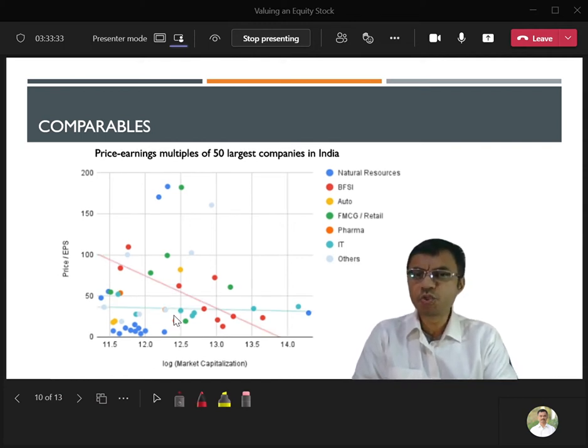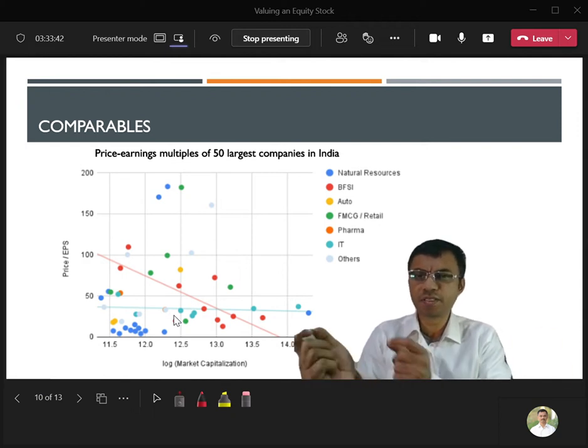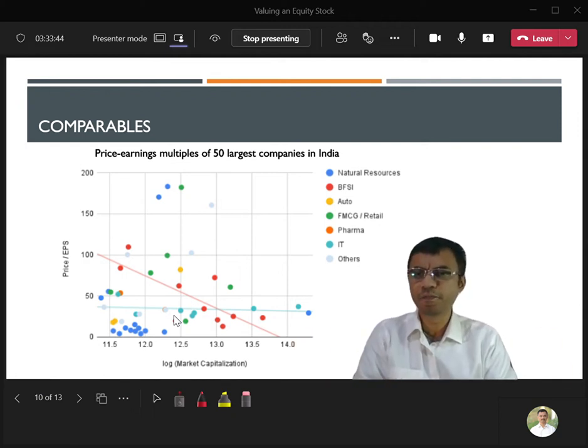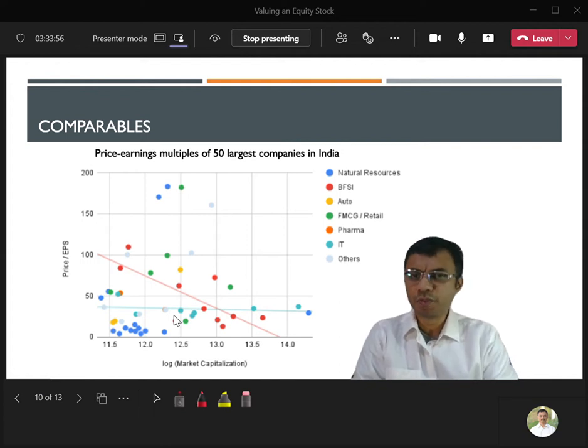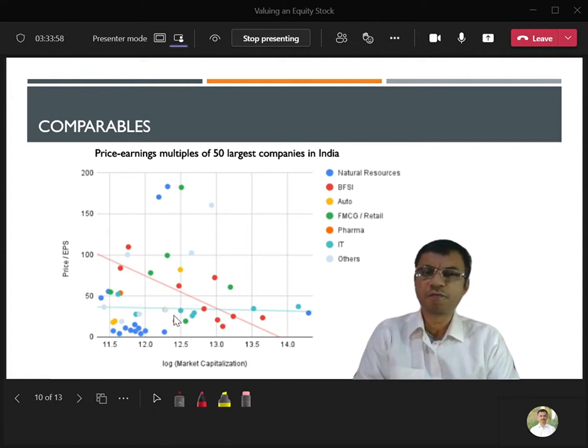Now, I found these two trends in the banking, financial services, and insurance sector. As the size increases, we see a declining trend in P by E ratio. And in the IT, as I said, it's a flat trend across, irrespective of the size, that is the x-axis. This is information which tells me that these companies are similar in some ways.